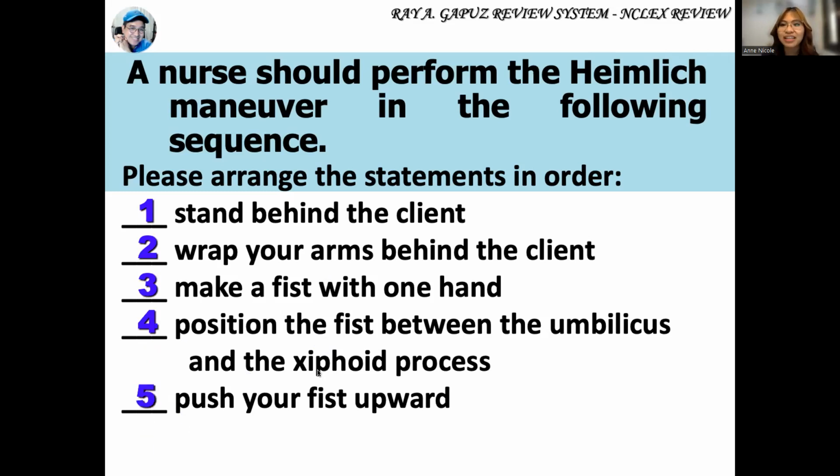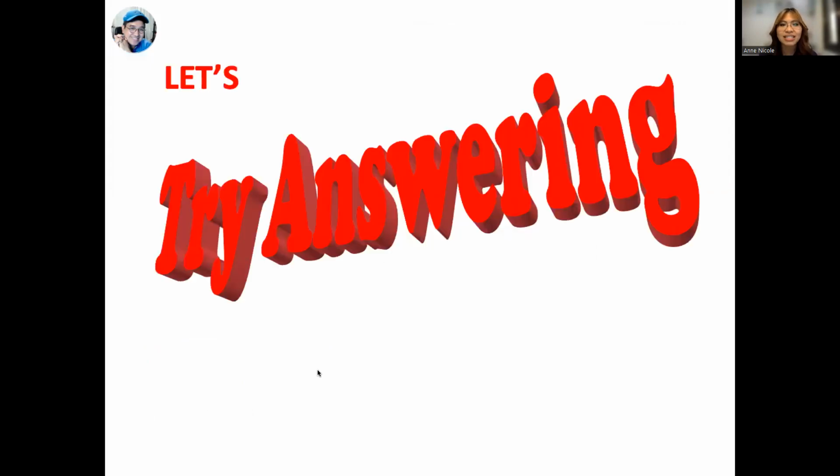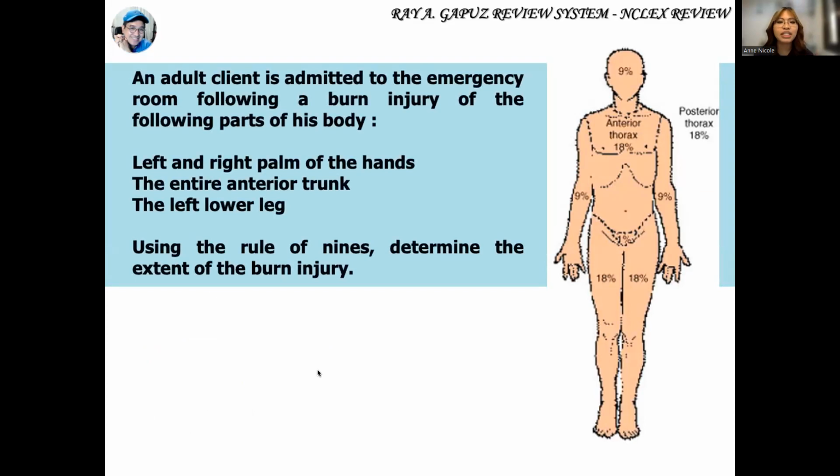Okay, so it's actually in the pattern already. Next, with your A, B, C, D, E, your burns. Okay, with your burns here, let's try answering. An adult client is admitted to the emergency room following a burn injury of the following parts of his body: left and right palms of the hands, the entire anterior trunk, the left lower leg. Using the rule of nines, determine the extent of the burn injury. First, left and right palm of the hands is how much?